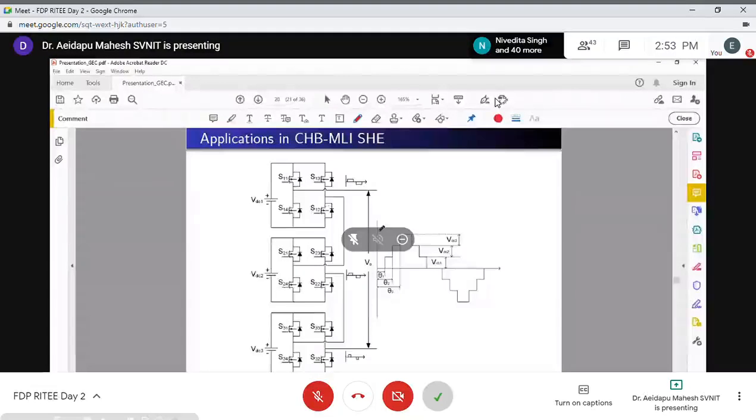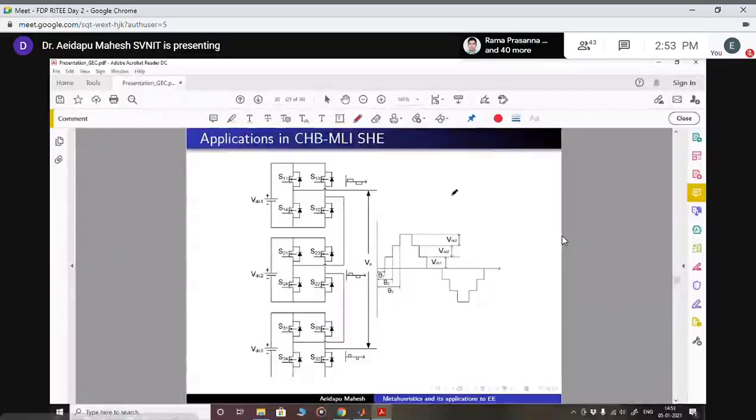So this is the output voltage waveform when we go for fundamental switching. There are two switching schemes. You can go for high frequency switching, or you can go for low frequency or fundamental frequency switching. The high frequency switching is going to give you PWM output. In the PWM output, the harmonic order will be very high, so you can easily filter them out. But the problem with that is going to be the losses. The switching losses will be more.